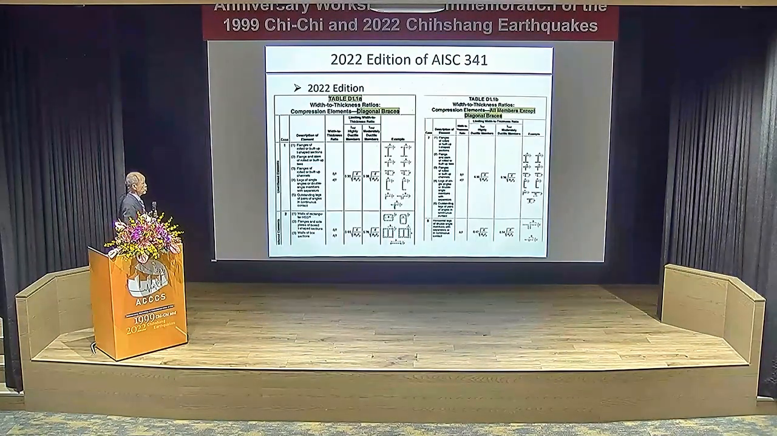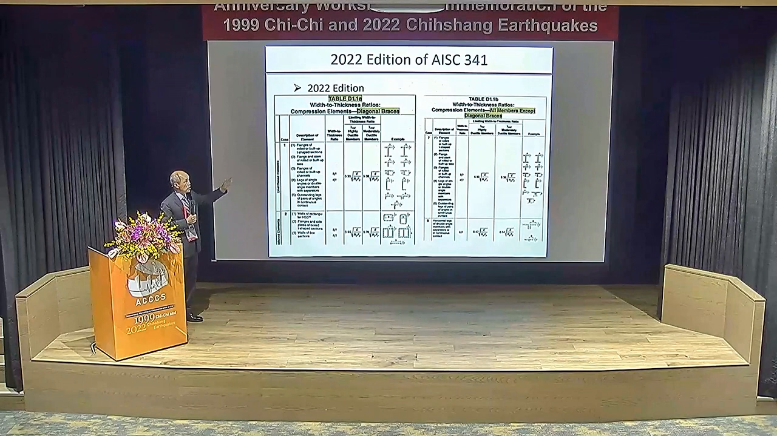So in the 2022 edition, I split that table into 2. Okay, there's Table D1.1a and D1.1b. And this was my motivation for splitting this table. First of all, I would like to make it user-friendly. And the main driving force is the HSS. HSS columns get used a lot in Japan. Okay, the built-up box columns get used in Japan, also in Taiwan.